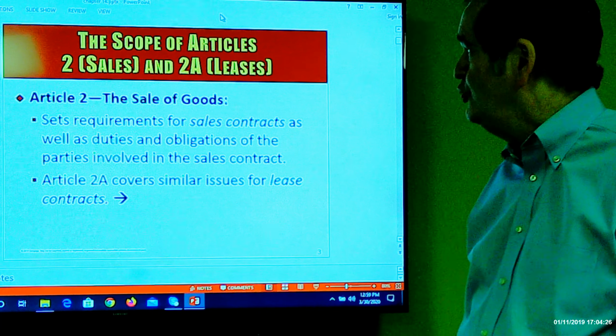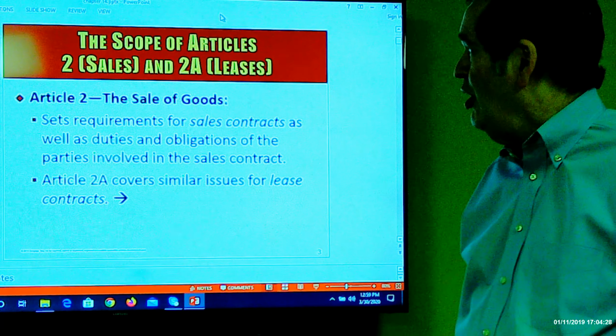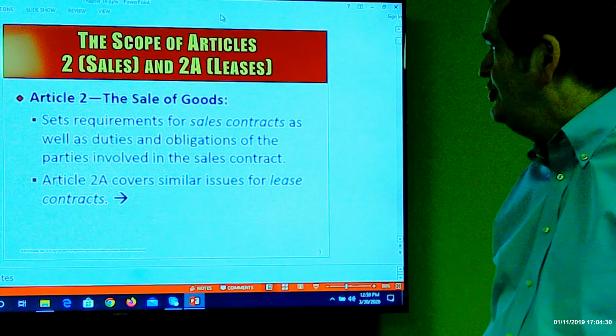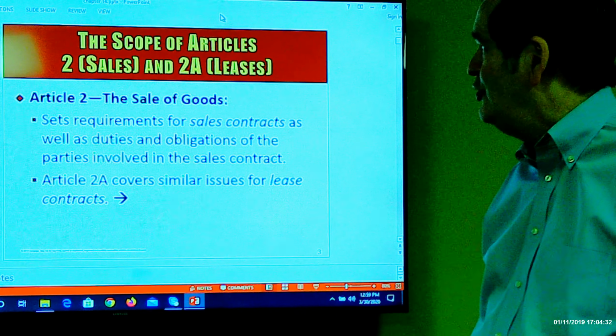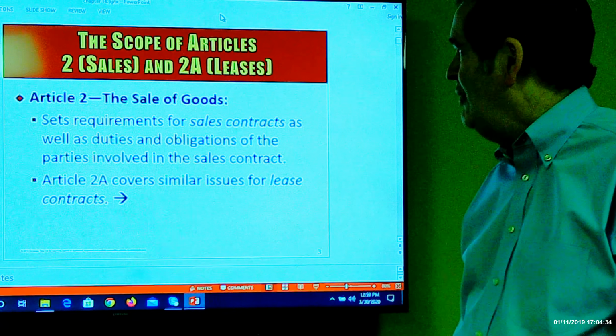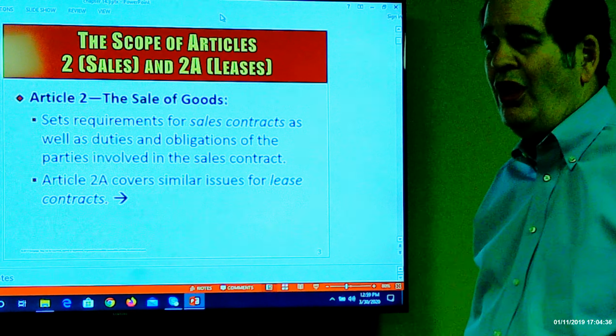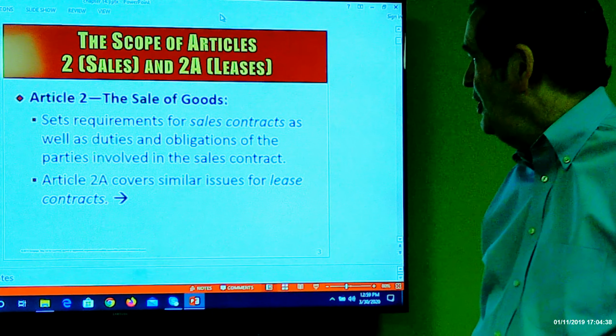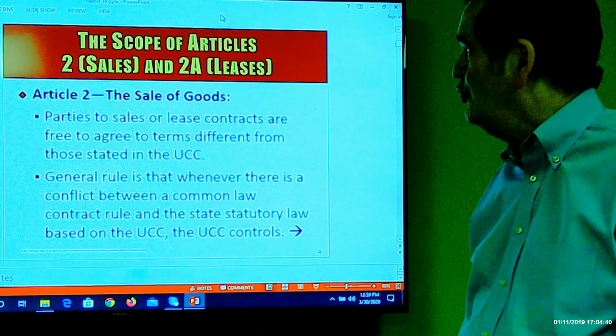Article 2A deals with leases. So Article 2 deals with the sale of goods and sets requirements for sales contracts as well as duties and obligations for the parties involved in a sales contract. 2A, as I said, deals with leases.